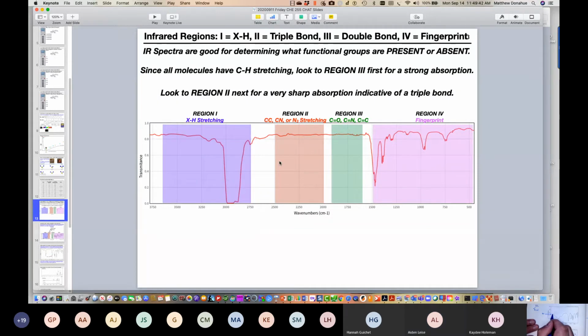We're tracing along, our eyes reading, we're dipping down. See how we're dipping down around 3,700 here? And then it's really broad, and we're going back up. So this is attributed to OH.